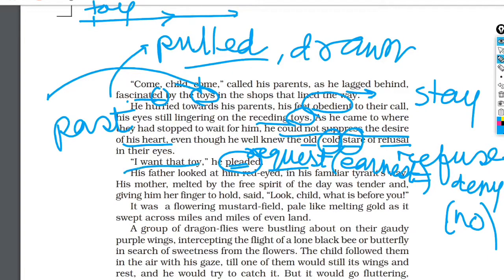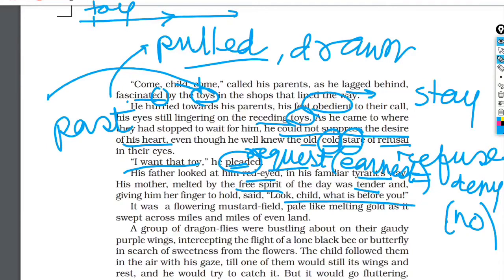dear to me. His father looked at him red-eyed in his familiar trance way. His mother, melted by the free spirit of the day, was tender and giving him her finger to hold, said, Look, child, what is before you?